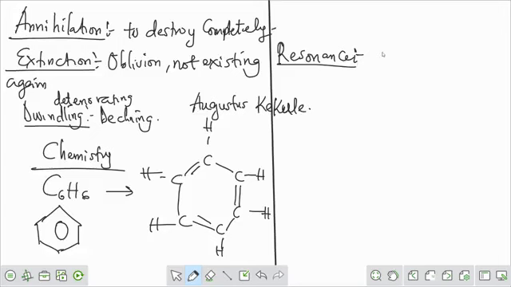So resonance is the ability of a compound. You know that I told you that benzene can form more than one structure. So that's the reason why it exhibits resonance, to have more than one structure.